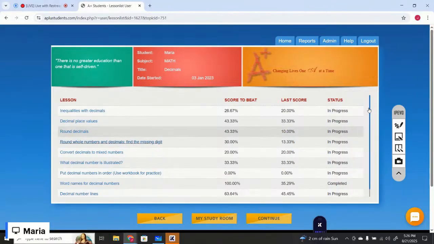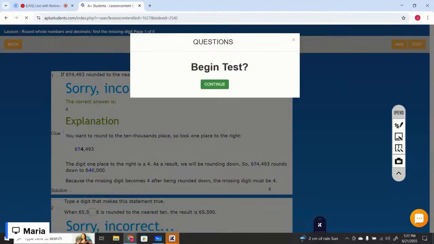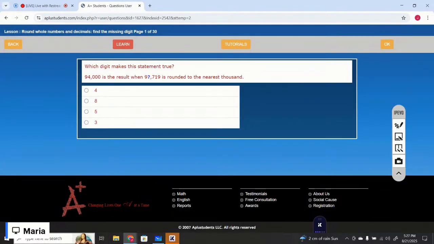Round whole numbers and decimals, find the missing digit. Okay, I'm going to start with the test questions. Just make the statement true.